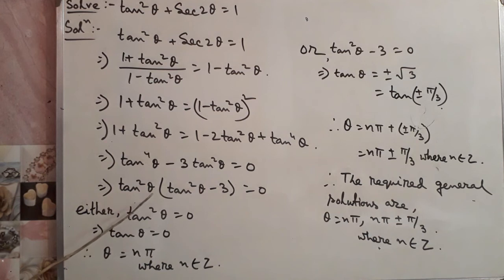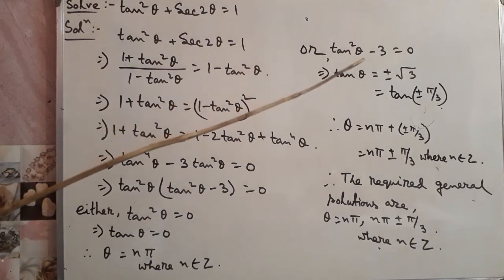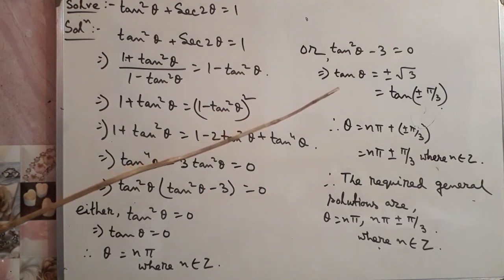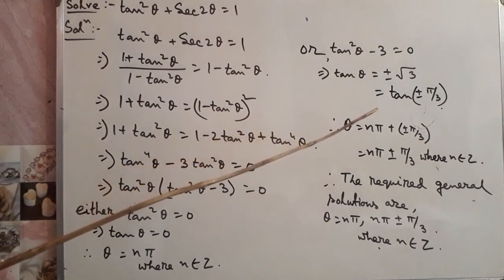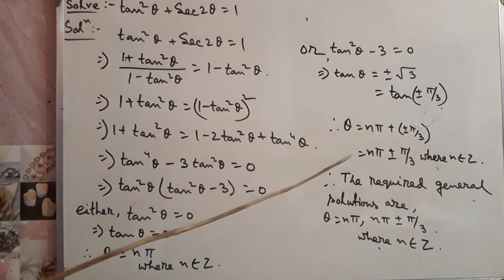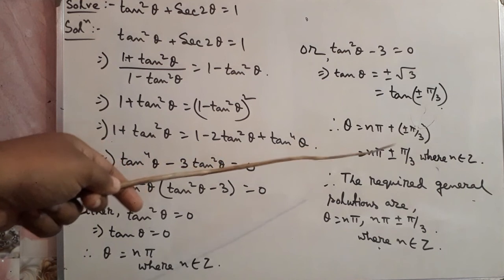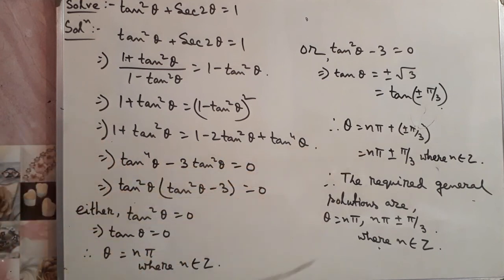Tan square theta common, that is tan square theta into (tan square theta minus 3) equal to 0. So tan square theta equal to 0, that means tan theta equal to 0. So theta equal to n pi, where n is any integer, and tan square theta minus 3 is equal to 0, that is tan theta equal to plus minus root 3, that is tan plus minus pi by 3. So theta equal to n pi plus minus pi by 3. So these are the required general solutions.